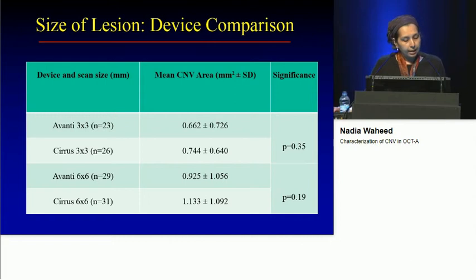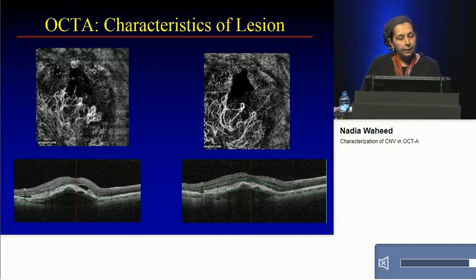And what we found is that, surprisingly, the CNV area is a very robust and very repeatable characteristic, whether we look across devices, across scan sizes, or at different time points. We find that there's really no statistically significant difference, as long as we're looking at some of the commercial instruments that are out there. Now, there are other characteristics of the lesion that you can look at, right?